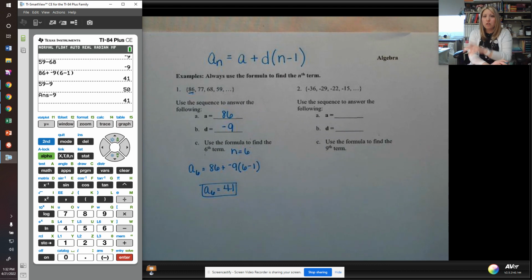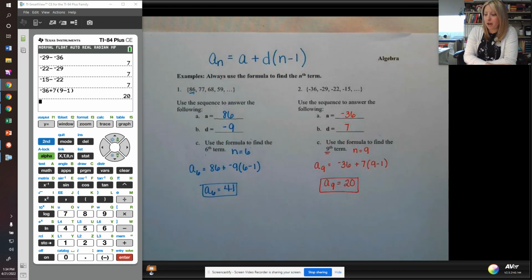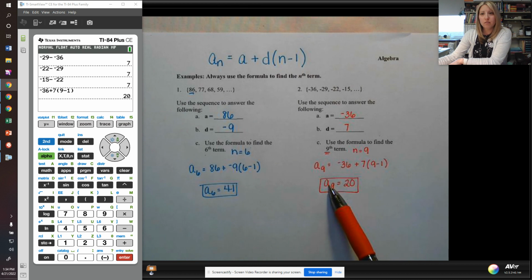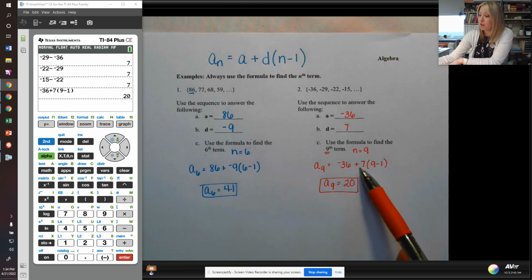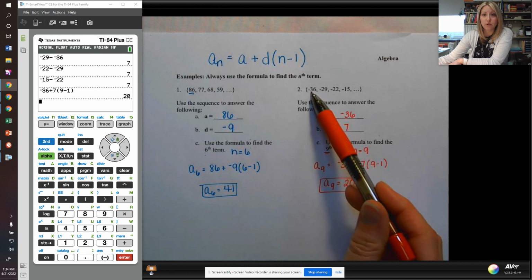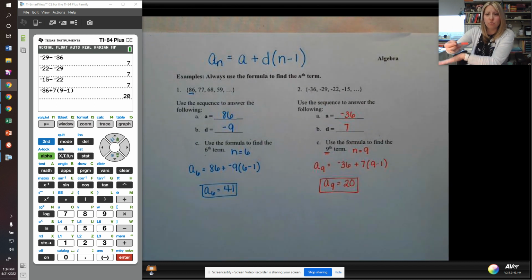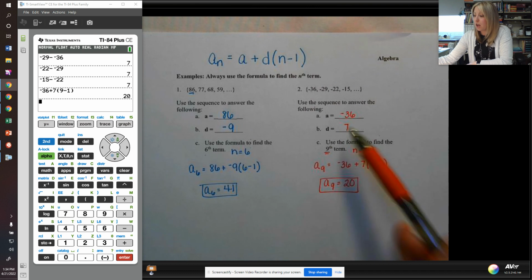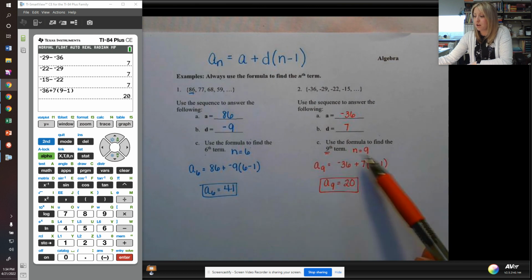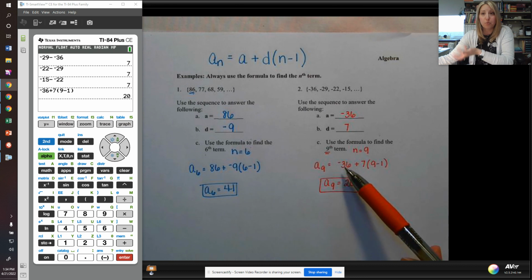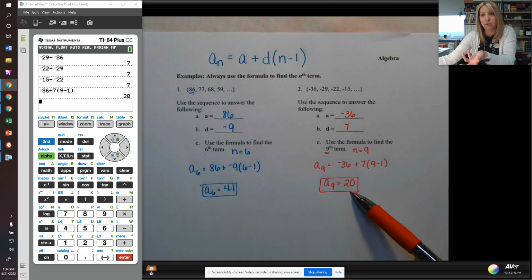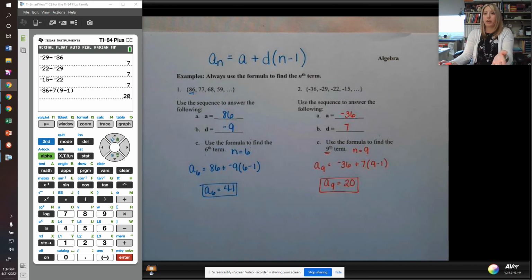So why don't I pause here? You try number 2, and let's see how we do using that formula on our own. And we're back. Did you get the ninth term to be 20? Here's our plug-ins, our initial value, -36. You can see where I found 7 to be my common difference, and you can see where I was asked for the ninth term in the sequence. So 9 minus 1 is 8, 8 times 7 is 56, plus -36 gives me +20, or just plug right into that graphing calculator.